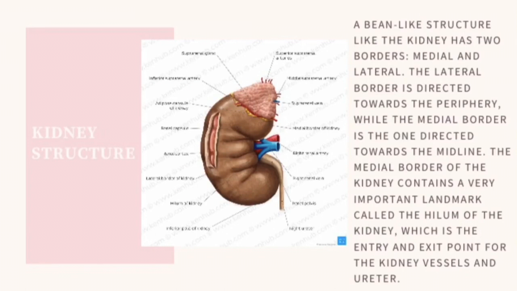A bean-like structure, like the kidney, has two borders, the medial and the lateral. The lateral border is directed towards the periphery, while the medial border is the one directed towards the midline. The medial border of the kidney contains a very important landmark called the hilum of the kidney, which is the entry and the exit point for the kidney vessels and ureter.